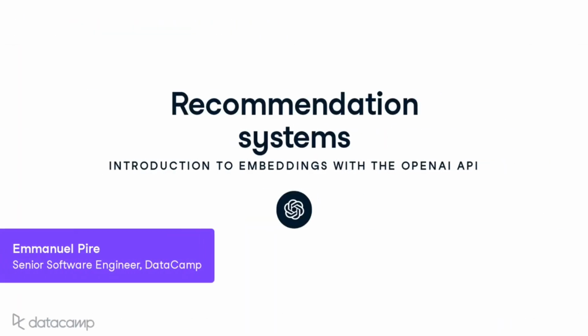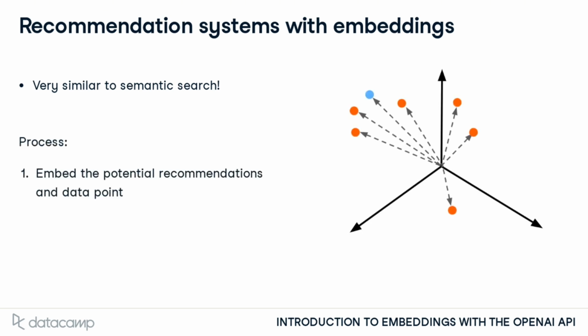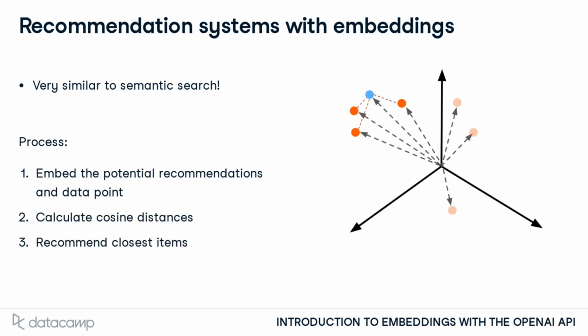Welcome back. In this video, we'll discuss another common application of embeddings, recommendation systems. Recommendation systems work almost exactly the same as semantic search engines. We have a group of items that we potentially want to recommend, and at least one data point that we want to recommend based on. We embed the potential recommendations and the data point we have, calculate the cosine distances, and recommend the item or items that are closest in the vector space. This similarity in approach means that a lot of the code is exactly the same.